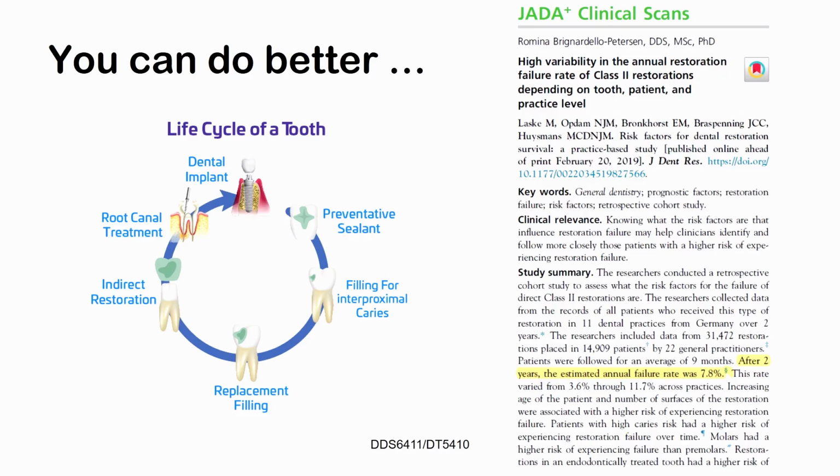So there's an article published a few years back on the clinical studies of the performance of resin composites. If you read the highlighted text, it says after 2 years, the estimated annual failure rate was 7.8%. So after 2 years, about 8% of those restorations would have failed, okay? And usually the failure rate would keep on increasing. So in your third and fourth year, there could be 10, 15% of the remaining restorations that would fail.